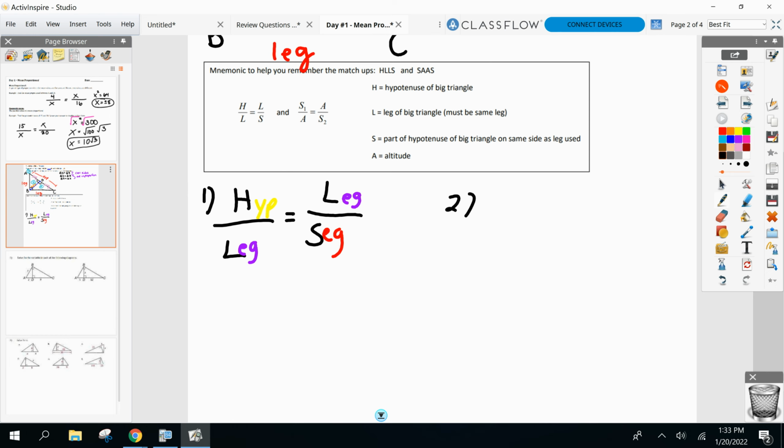This won't work all the time. I won't have enough information to do hills sometimes. So I need something else, and that's your second device, which is SAS. S over A equals A over S.